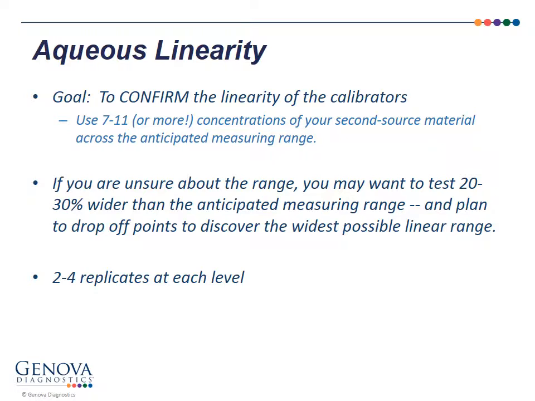If you're validating one of these commercially available kits, this is pretty darn easy because the manufacturer is going to tell you what your reportable range is, and you just measure that. In cases where we're creating our own reportable ranges, we may not know what our reportable range is going to be. So in those cases, it's a good idea to go 20 or 30% wider than your anticipated measuring range. And that way you can see not only where does the reportable range work, but where does it stop working. This could be anywhere from 7 or more concentrations. You run across the anticipated measuring range, and you do 2 to 4 replicates at each level. I like to do at least 3. So let me show you what that looks like.